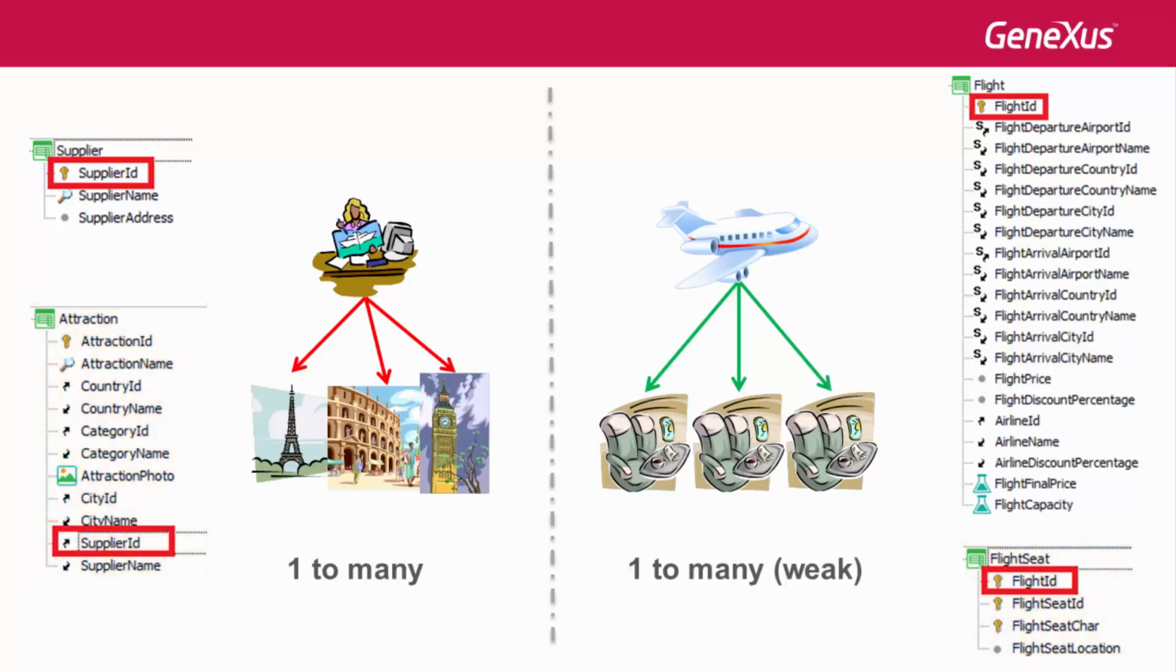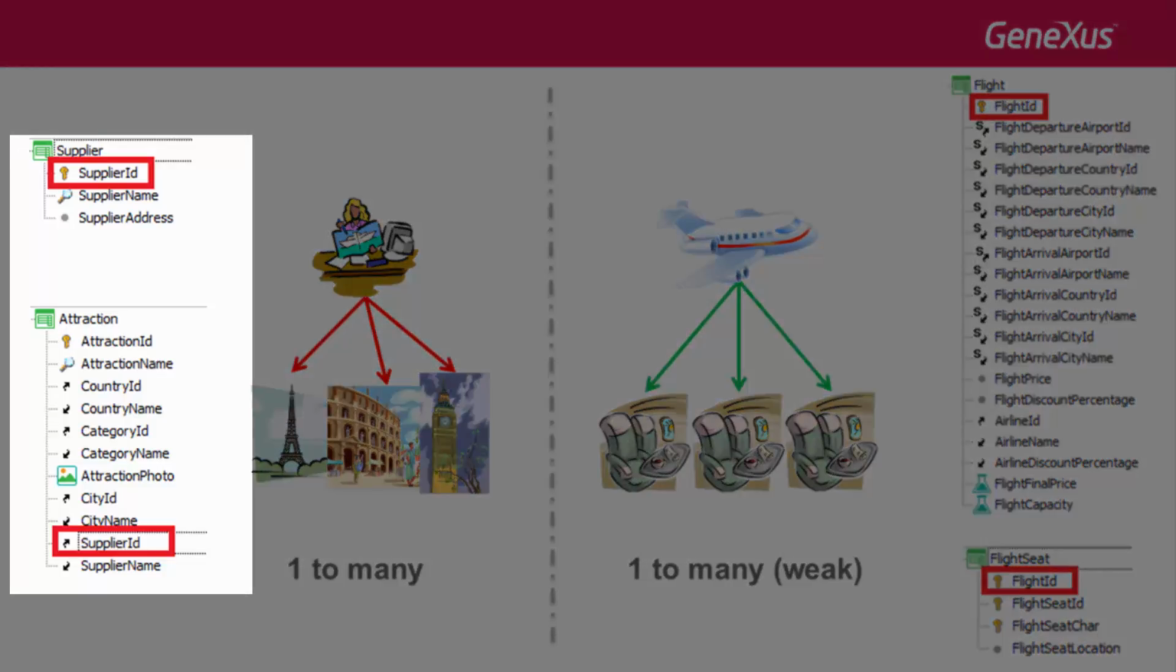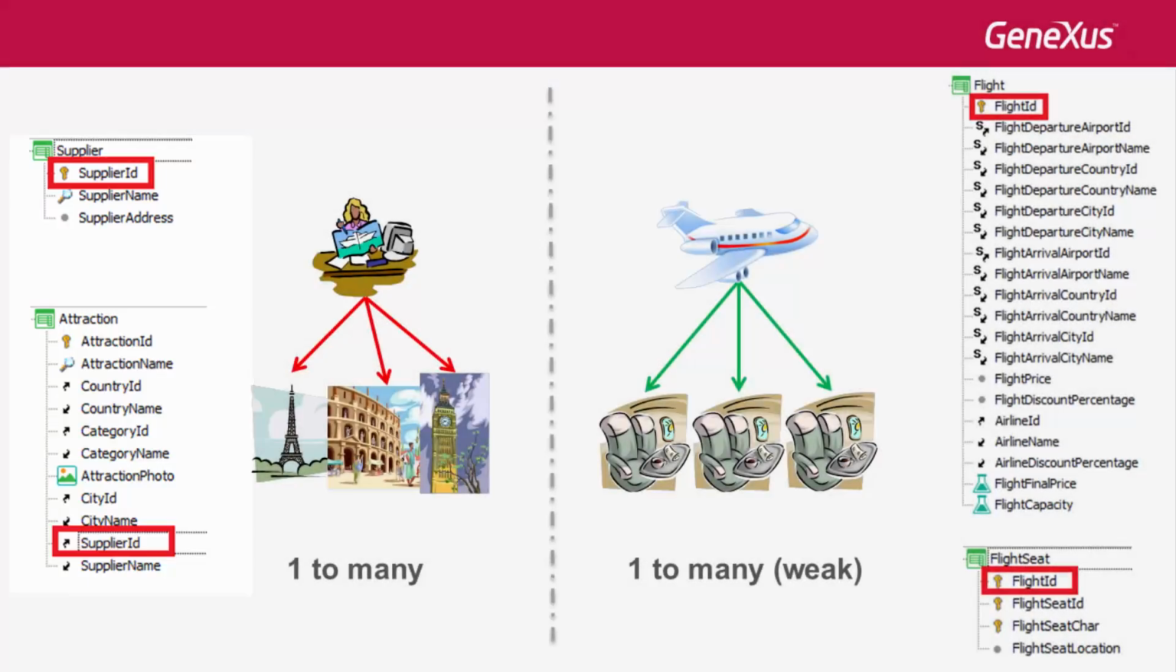Note that since flight ID is part of the primary key, it's not possible to set a flight seat, such as to a window, without giving a value to the flight ID. On the other hand, it is possible to enter an attraction here without indicating its supplier, if that attribute has the nullable property set to yes.